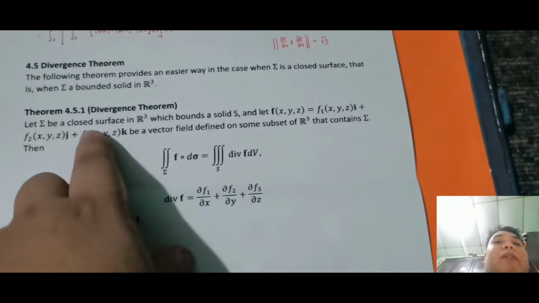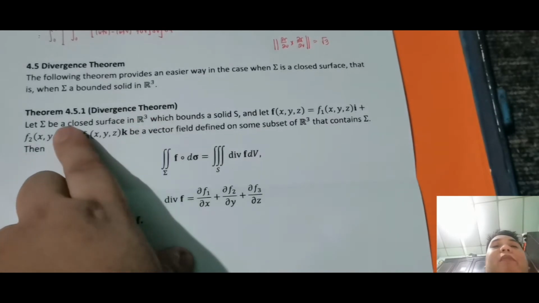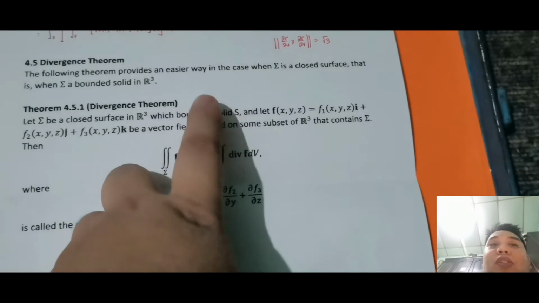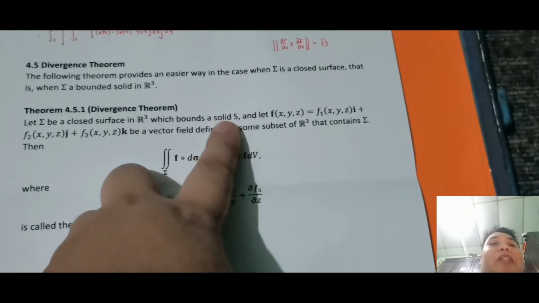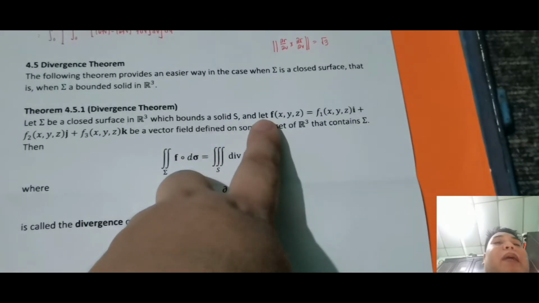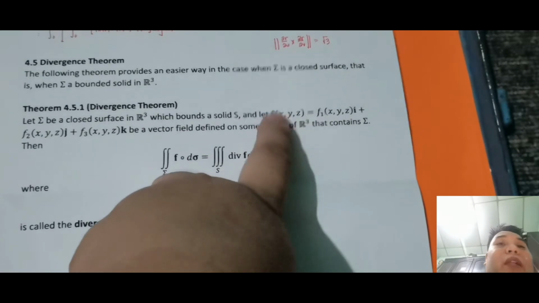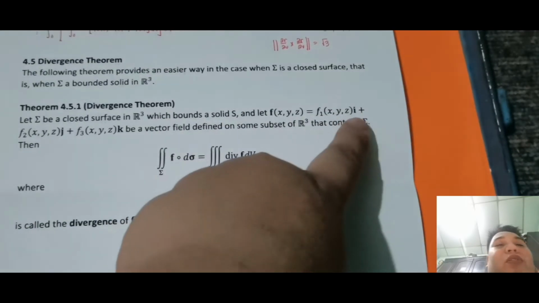So sabi na let's have a theorem, no? So theorem 4.5.1, the divergence theorem. Let sigma be a closed surface in R3, which bounds a solid S. So meaning nagre-represent solid S. And let F be a vector field function, defined on some subset of R3 that contains sigma. So assuming contains siya nun.